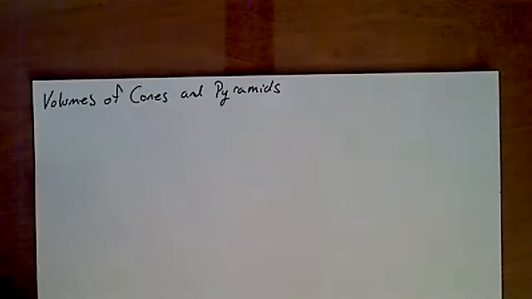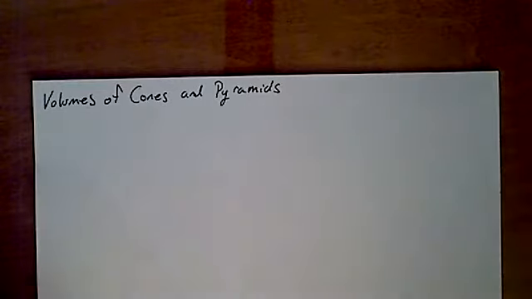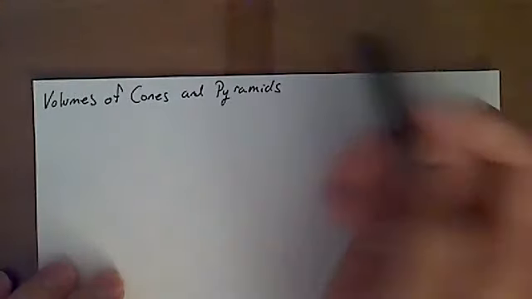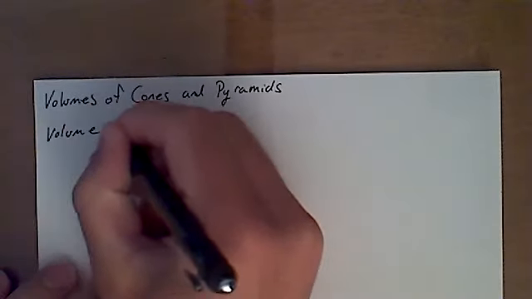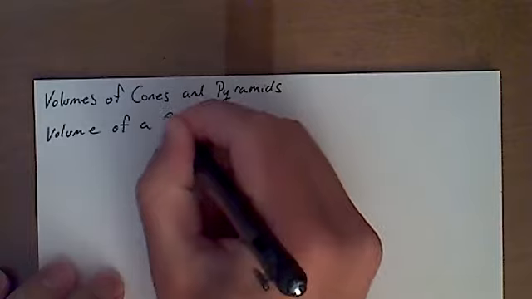Today we're looking at volumes of cones and pyramids, and they are again going to be very, very similar to each other as long as you can recognize the similarity between them. So all we have is the two formulas that we need today, which is the volume of a pyramid.